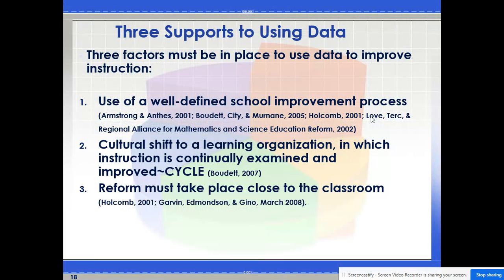But I think we feel that way sometimes when we are trying to make improvements. So there's 3 supports to using data. 3 factors must be in place to use data to improve instruction. The first one, use of a well-defined school improvement process. 2, a cultural shift to a learning organization in which instruction is continually examined and improved. And that comes from our DataWise text. And then 3, reform must take place close to the classroom. It's not going to happen if the teachers aren't doing it and there's not buy-in.